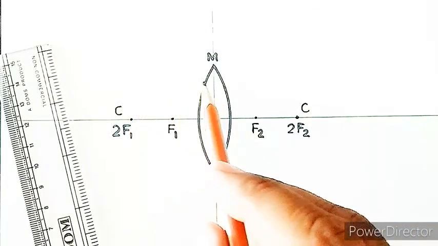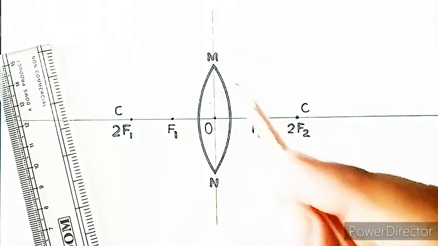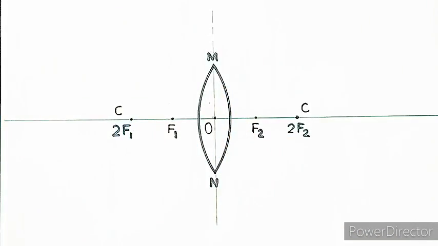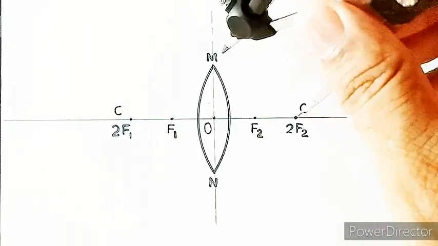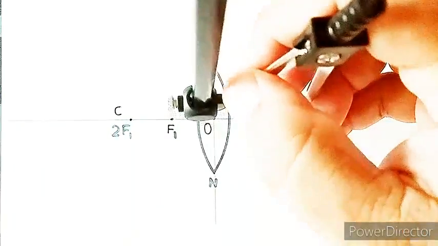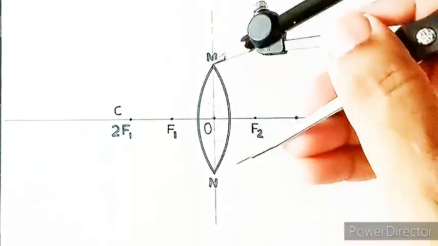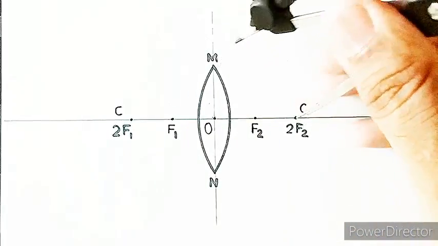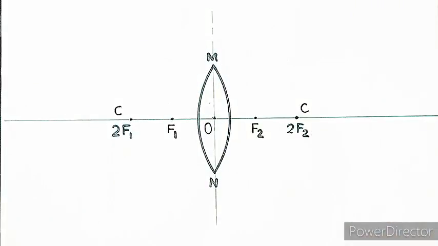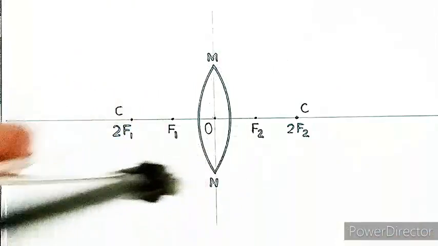The ray of light will pass through this and it will get refracted from this. Okay, now we know we need to draw the lens. For that, we can take 2F2 as the center and a little further from O, or whatever height you want for the lens, whatever size you want, you can keep the point there. Okay, your pointer here and pencil here, and draw the arc. And with the same measure, you have to keep it at 2F1 and draw that arc. So your lens is ready.